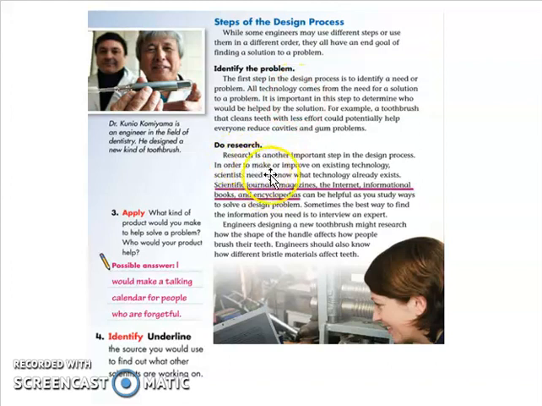So after identifying the problem, let's do research. This is the second step. Scientific journals, magazines, the internet, informational books, and encyclopedias are the resources or materials that could help us do research. We could also do field research. We could also ask people, do an interview with doctors and other experts in the field. That is also doing research. So let's answer number 3. What kind of product would you make to help solve a problem?